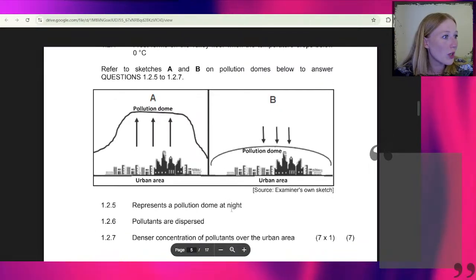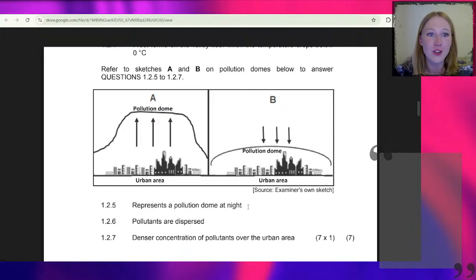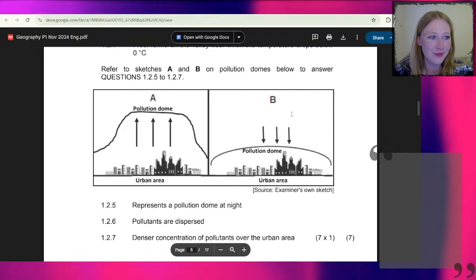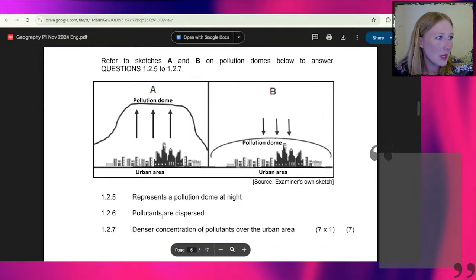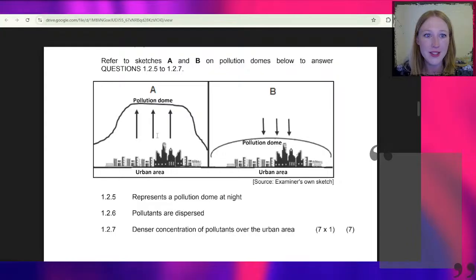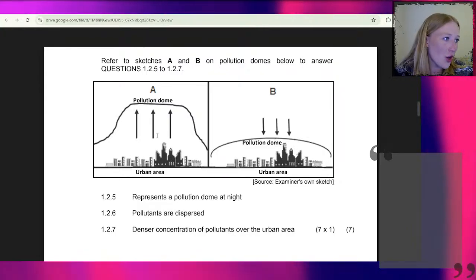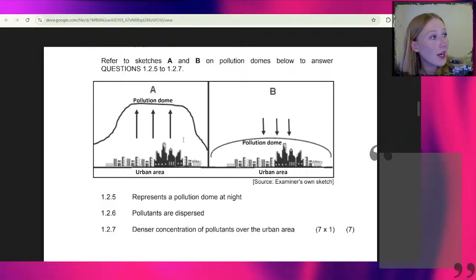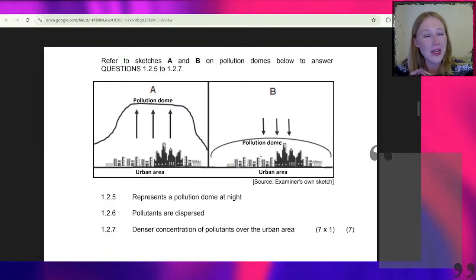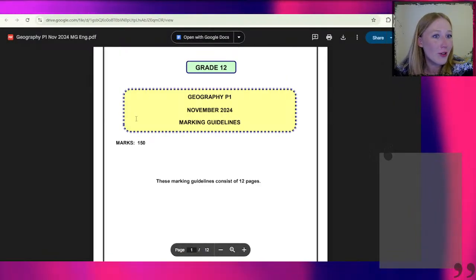Okay, so which one represents a pollution dome at night? Okay, at night it is cold, cold air sinks. So that would be B. Pollutants are dispersed, so they would have to rise and move away to disperse, so that would be A. And denser concentration of pollutants over the urban area. So dense concentration means that it's all packed into a small little space, so that would have to be B. Let's check the memo. Let's see if we're right.